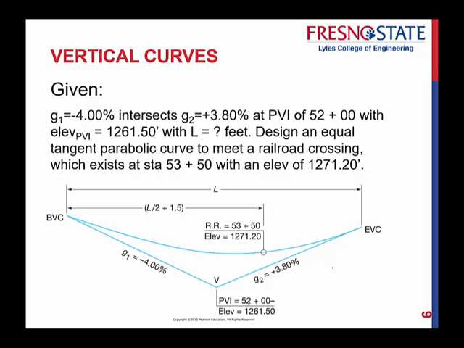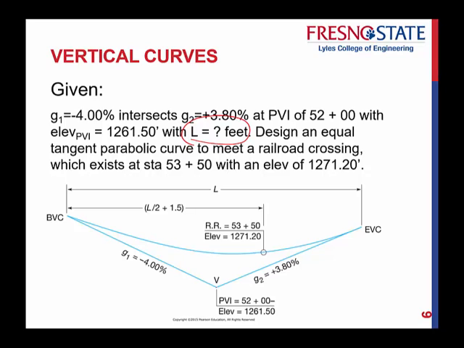So what I'm trying to tell you is I want you to design an equal tangent parabolic curve to meet a railroad crossing, which exists at 53 plus 50 with an elevation of 1271.2. So this is one of those things where if we're trying to meet certain aspects of it, this is how we're gonna be able to do it. Okay, so what we have to do now is figure out what information we do have, what we're looking for. So when we're doing this design, what we're looking for is trying to find what L is. That's our big thing.